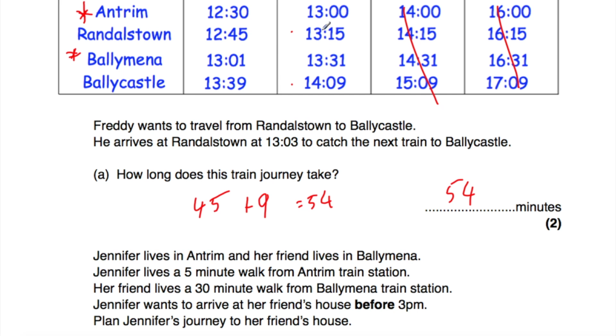Okay, so this train here. If she got this train, she would arrive in Ballymena at 1:31. A 30-minute walk from the train station would be 1 minute past 2, so she would arrive at her friend's house before 3 o'clock. So let's plan that journey. And the train leaves at 1 o'clock, and she lives a 5-minute walk from the train station. So let's write that down.